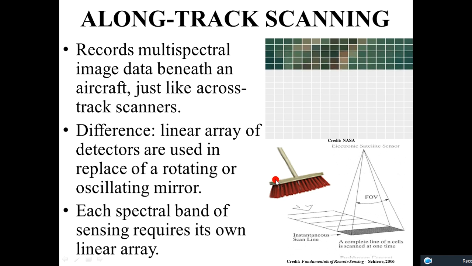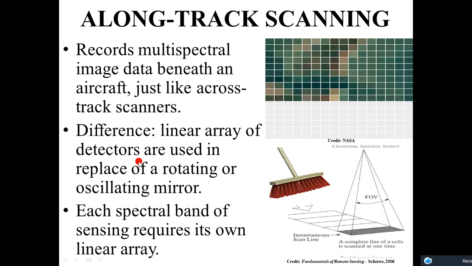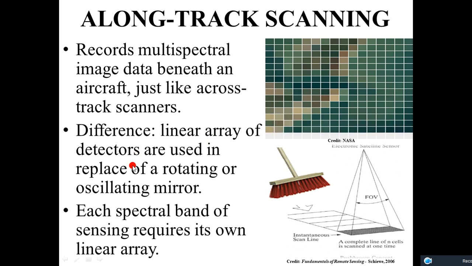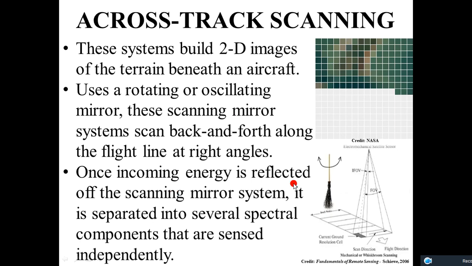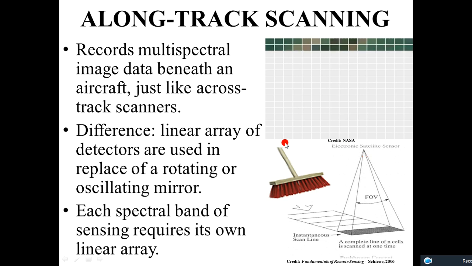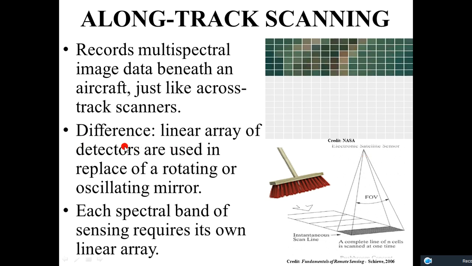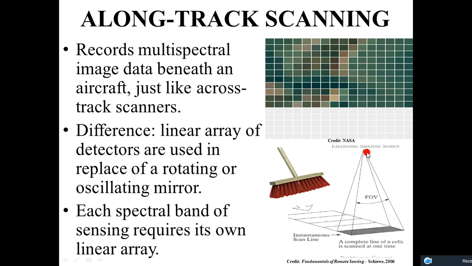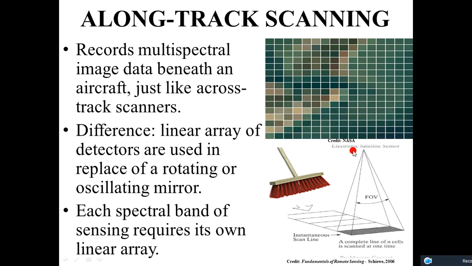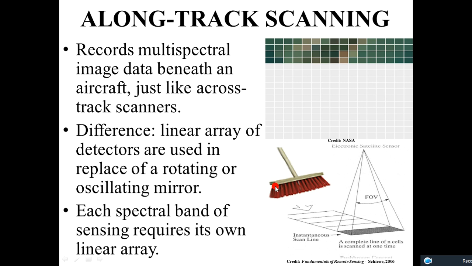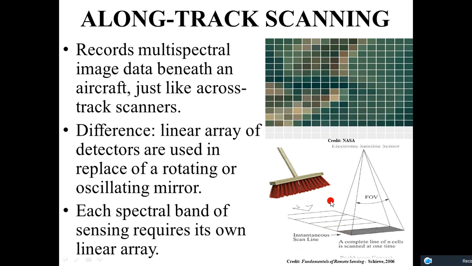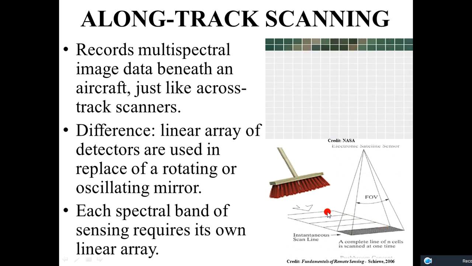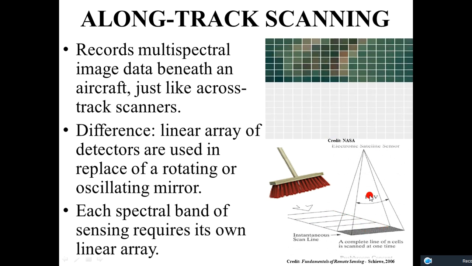How are they different? A linear array of detectors is used. They don't have a rotating oscillating mirror the way it was here. Here there was a rotating mirror, but here they have a linear array of detectors. These detectors are the CCDs, right? So the scanner here will have a linear detector array which detects each and every pixel on the ground, the ground pixels depending upon the IFOV.